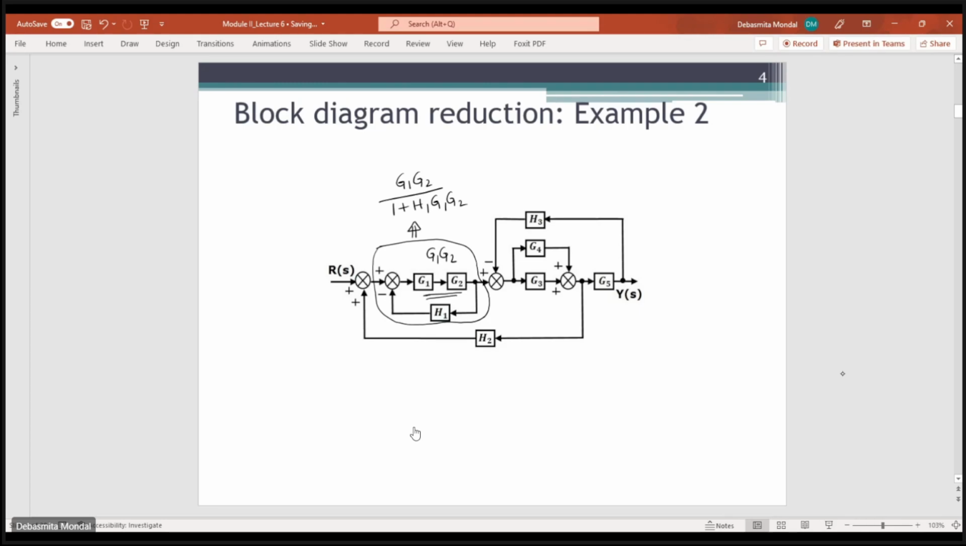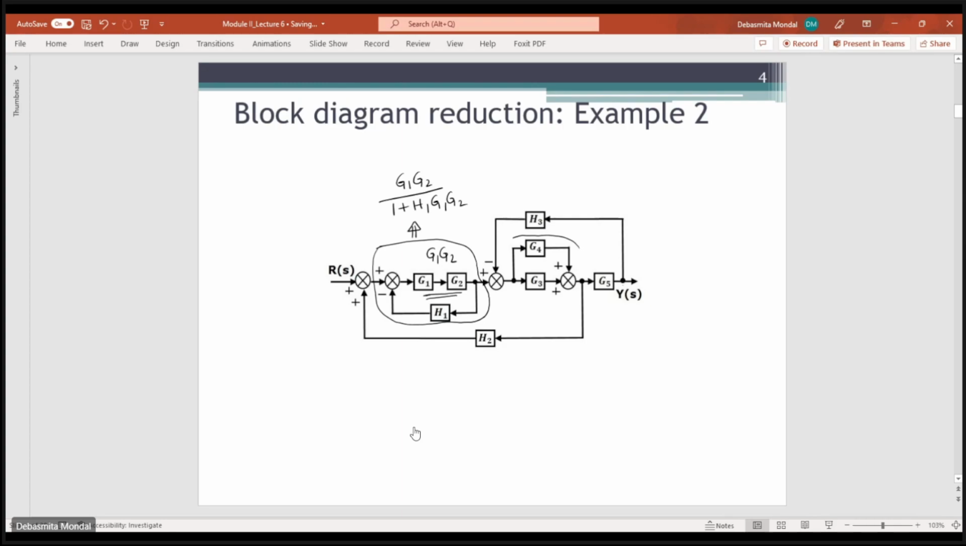Ma'am, near G3 and G4 there is an adder. That summing point we can keep after G5, ma'am, for our convenience. You want to transfer this one after here? Yes, ma'am, the summing point after G5. But how will you do this, first of all? Because there are two points, na? There is one summing point over here, there is one takeoff point over here. So you have to move everything, like two things, ahead or after this G5.